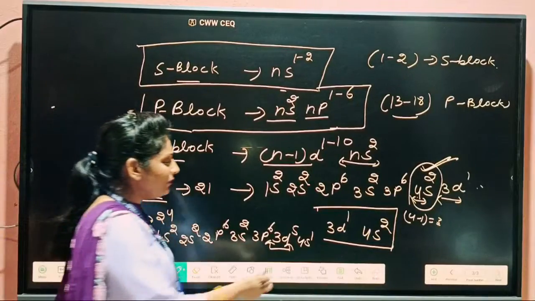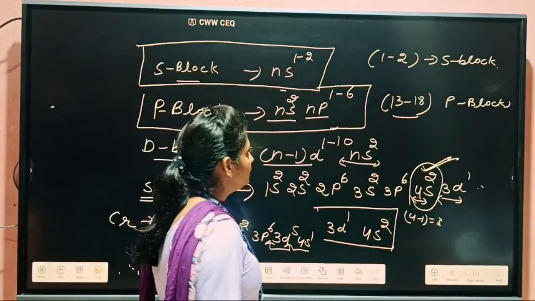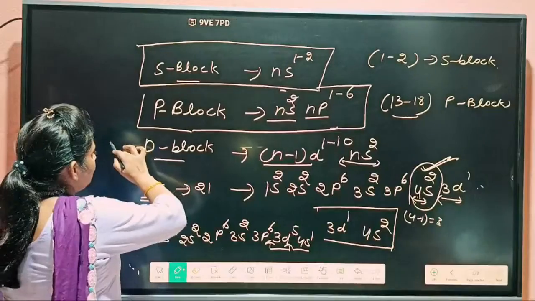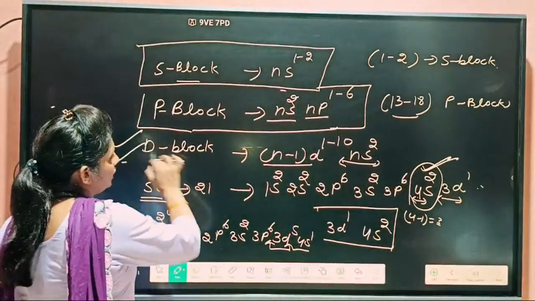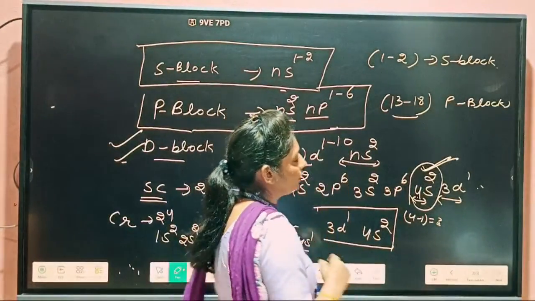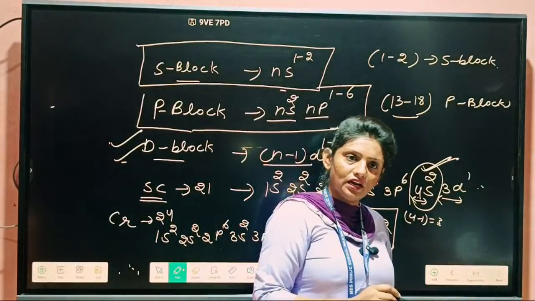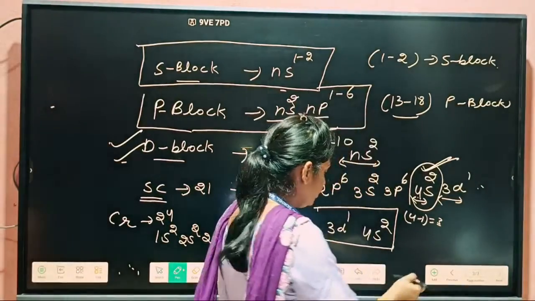Okay, so students, some exceptions are there, but in most cases we write the configuration in this way: (n minus 1) d1 to 10 ns2. Clear or not? Yes, I hope this is clear.